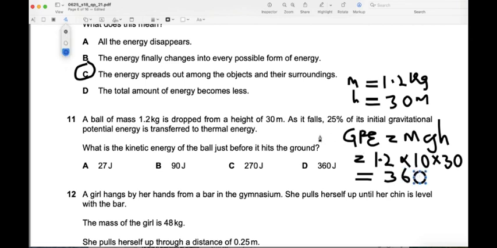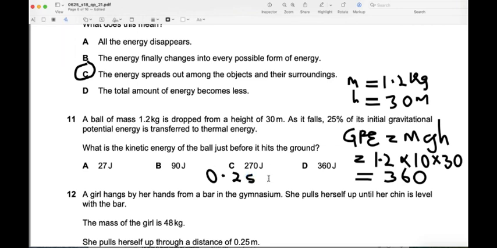This is the initial gravitational potential energy, just before the object was dropped. 25% of this initial gravitational potential energy is transferred to thermal energy. So we have to find 25% of 360. 25% means 25 over 100, which is 0.25. So you can simply say 0.25 times 360.